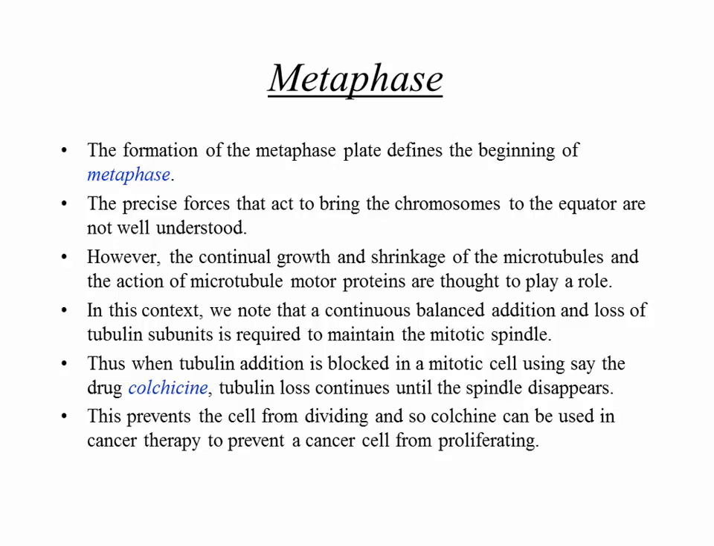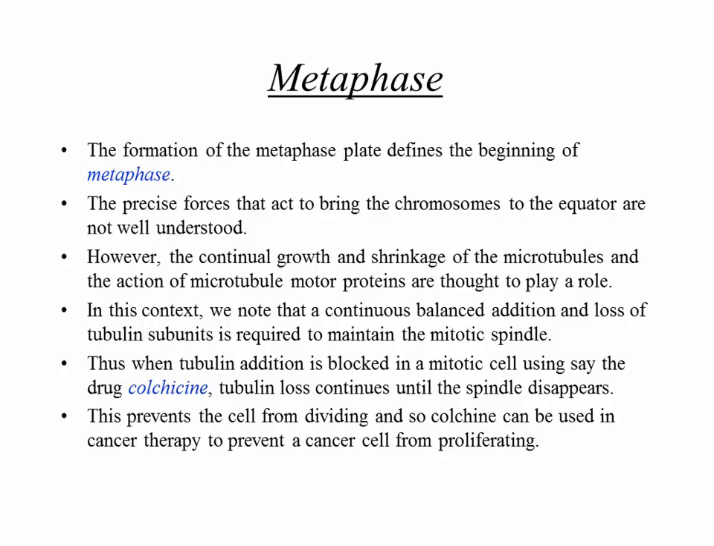So in this context, we know that a continuous balanced addition and loss of tubulin subunits is required to maintain the mitotic spindle. It is not a permanent structure. It's a temporary, transient structure that is maintained by the addition and loss of tubulin units. Thus, when tubulin addition is blocked in a mitotic cell using, say, the drug colchicine, tubulin loss is going to continue until the spindle disappears.